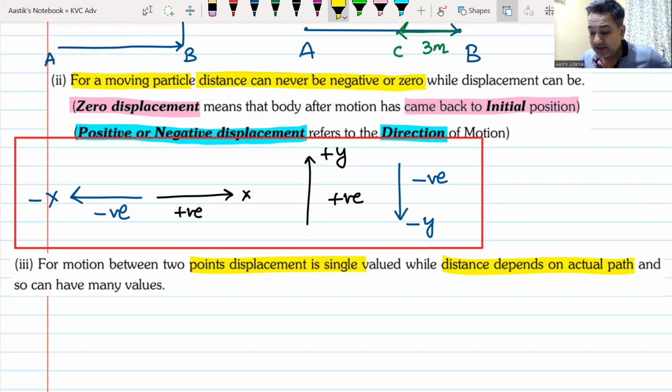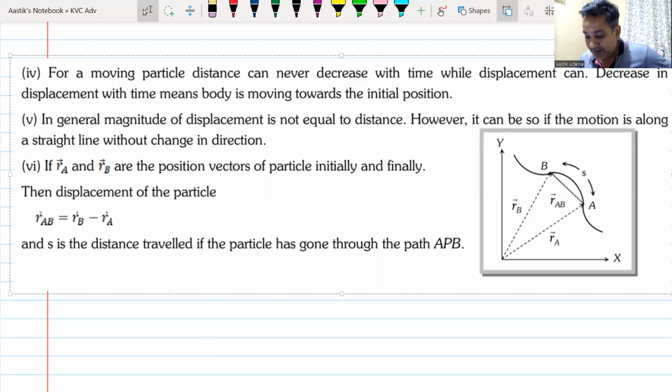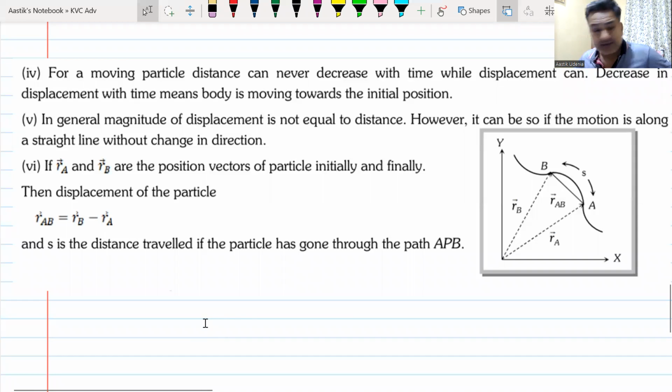Then comes the last 2 points. We have already discussed them. I'll just show them to you so that there is no doubt. And it is this. For a moving particle, distance never decreases. Distance is always positive. You're always traveling positive distance. Yes or no? You understand this? Yes, sir.